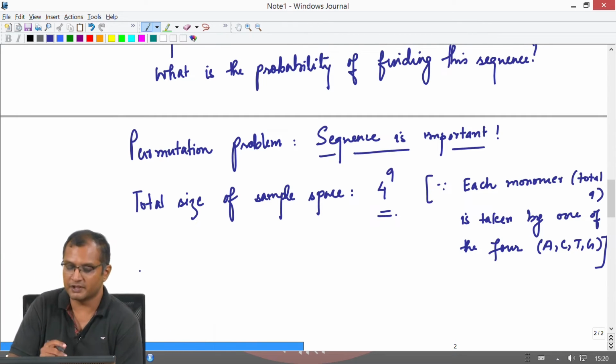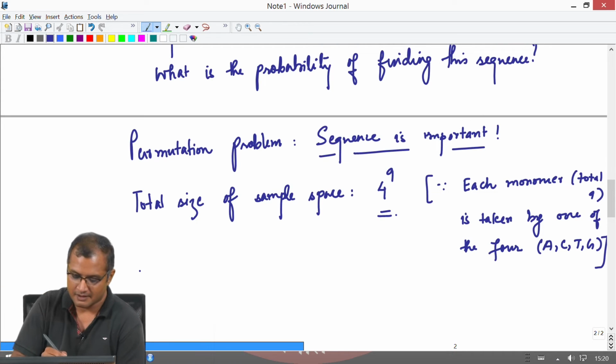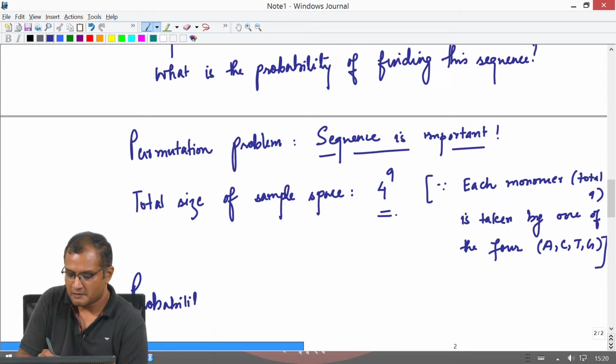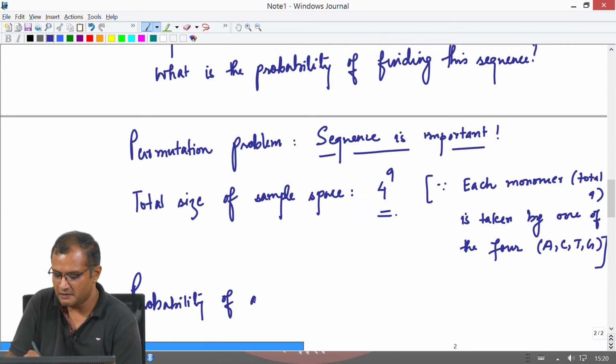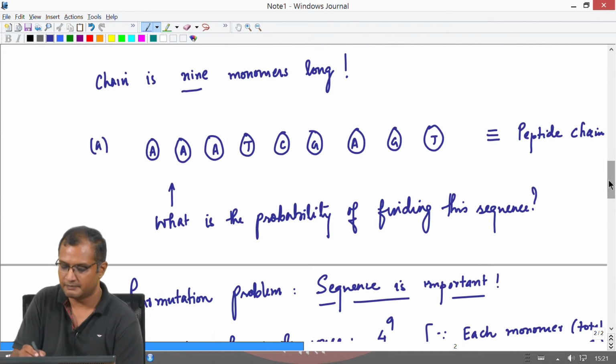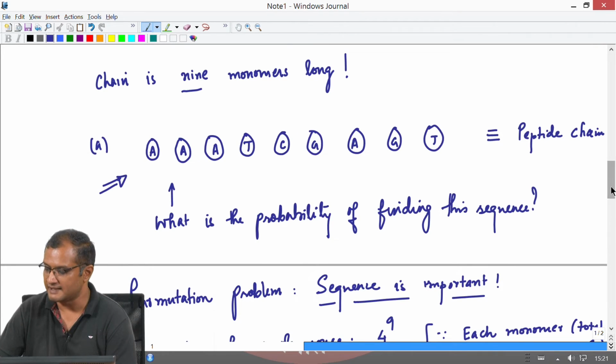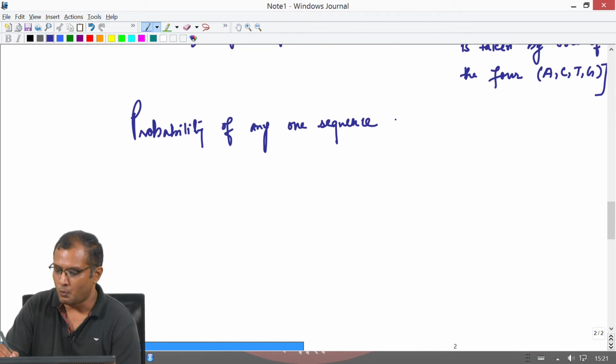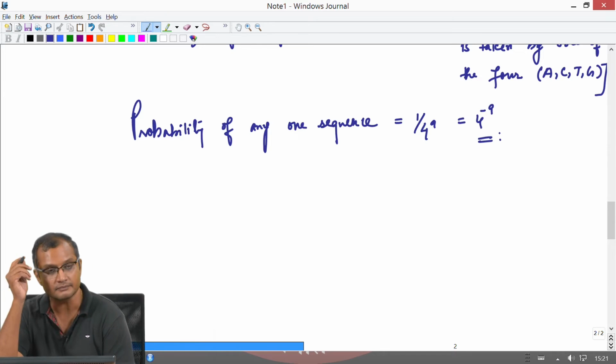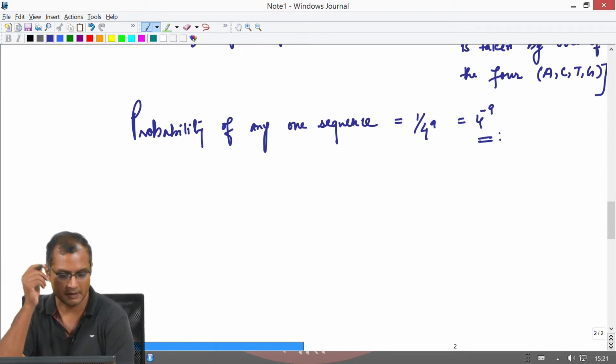And so, the probability of any one sequence, in this case the sequence mentioned here, is exactly 1 upon 4 to the power 9 or 4 raised to minus 9. That is the answer to the question. Okay.